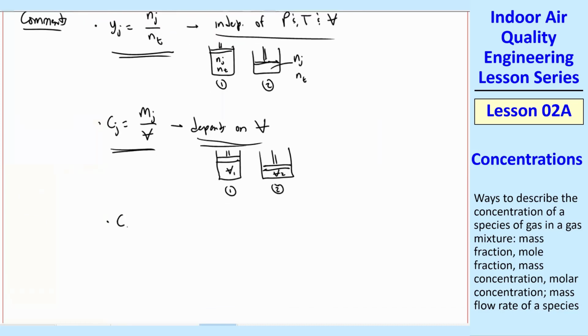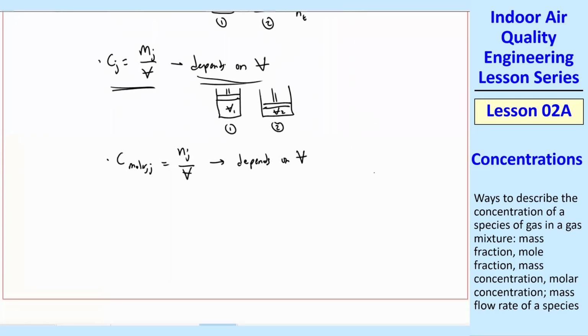Similarly, C molar j is just Nj over V, and you can make exactly the same argument as we did above. So this also depends on volume. Now, some books will say that mass concentration depends on pressure and temperature, but that's not precisely true.